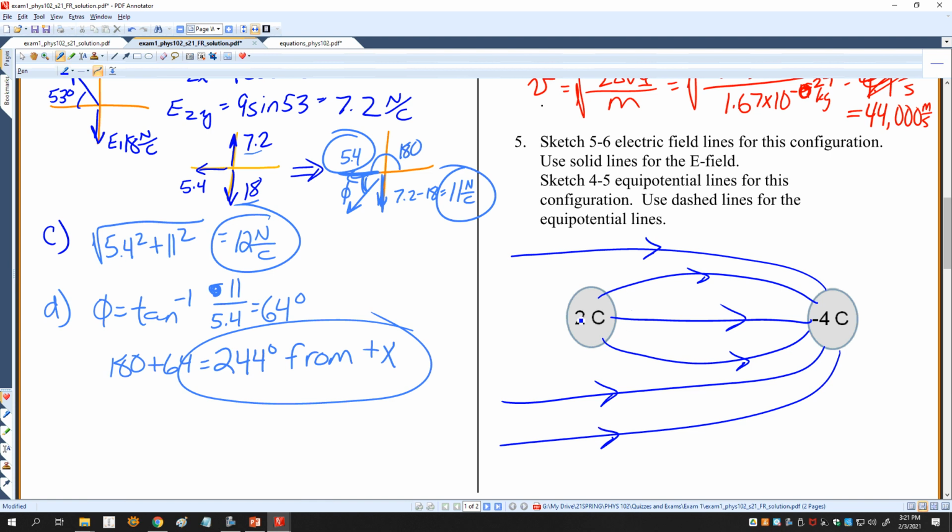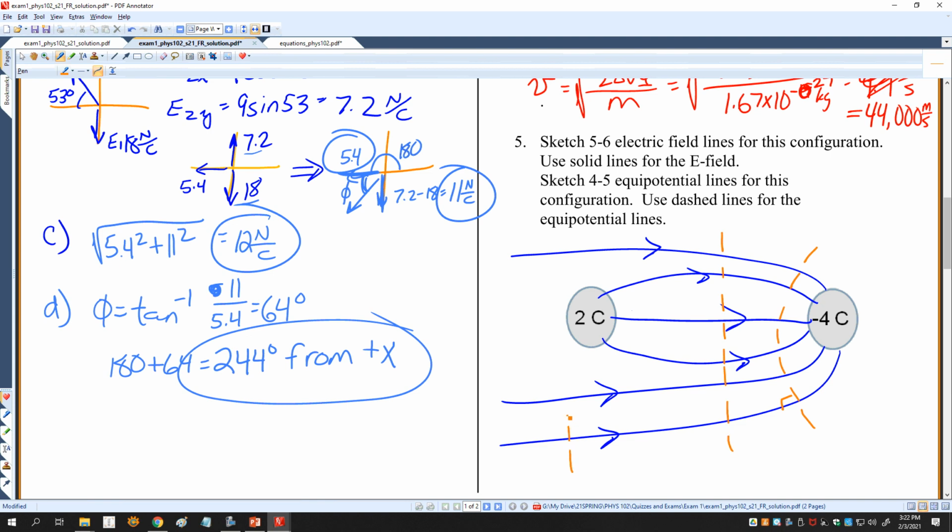What I'll be looking for is that whatever number of lines you have here, you have twice that number of lines here, and also lines come out of this charge and go into this charge. Those are the field lines, and then for the equipotential lines, I'll be looking for those to be at an angle of 90 degrees with the field lines. So here, they'll look like this.